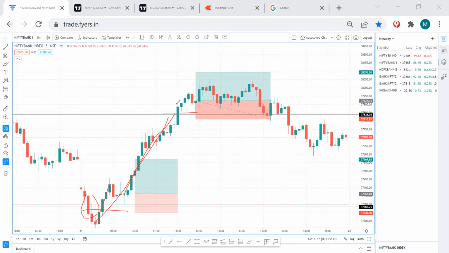But अगर considering this, यहाँ पे क्यों नहीं लेना चाहिए? There is least possibility because market had already given you a 37,200 से लेके 37,800 का move.